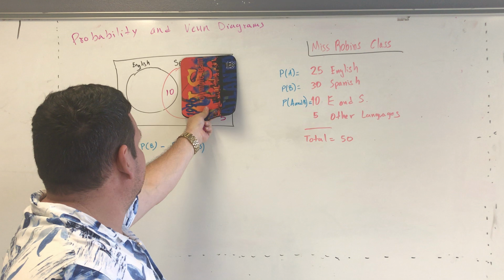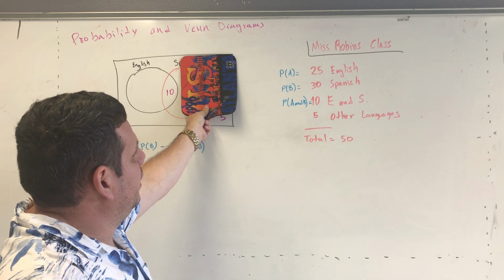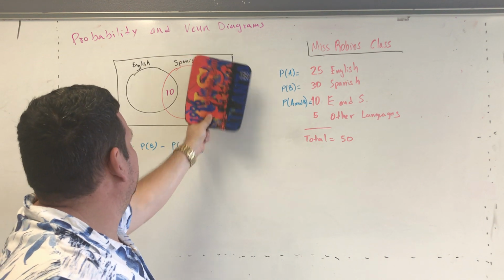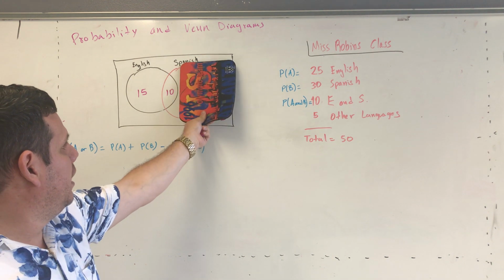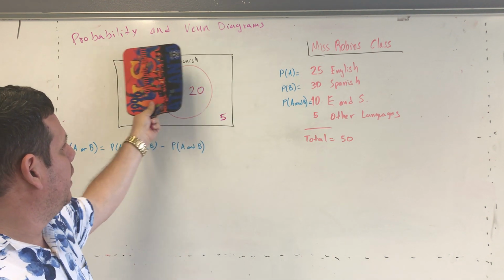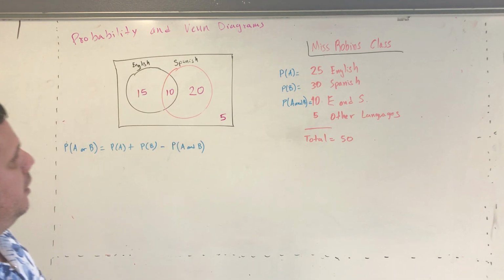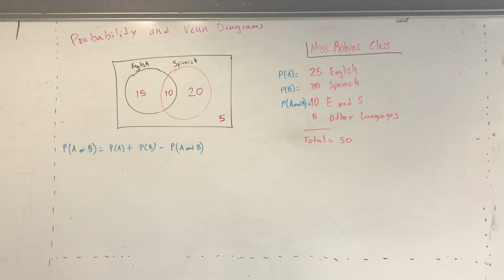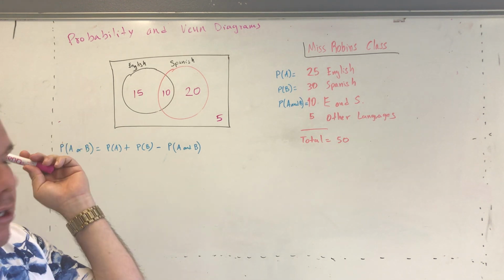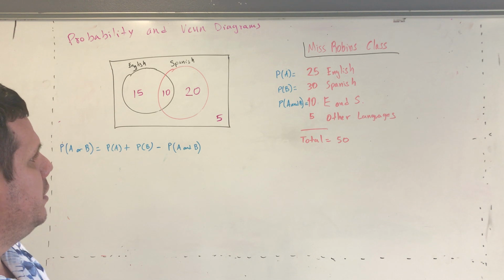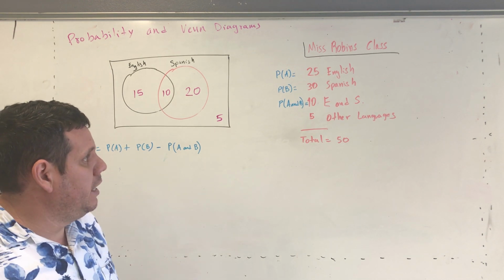If I cover the set for Spanish and I have 25 students in English, I can have 15 students on this side, okay? So if I cover this, I have 25 in English and I have 30 in Spanish, okay? But remember that at some point we have 10 speaking both languages, okay? Right, so what is the probability then of selecting a student that speaks English?